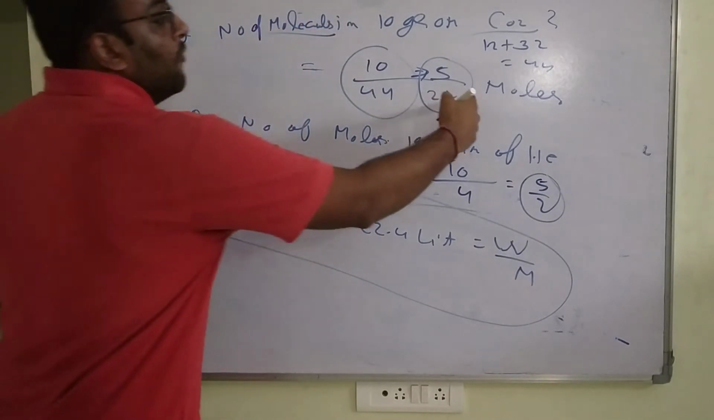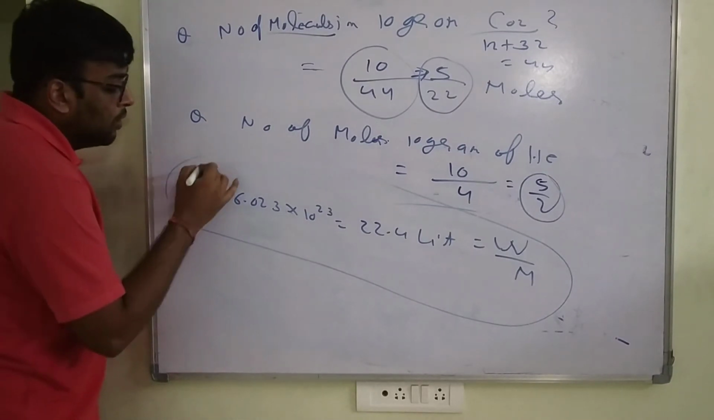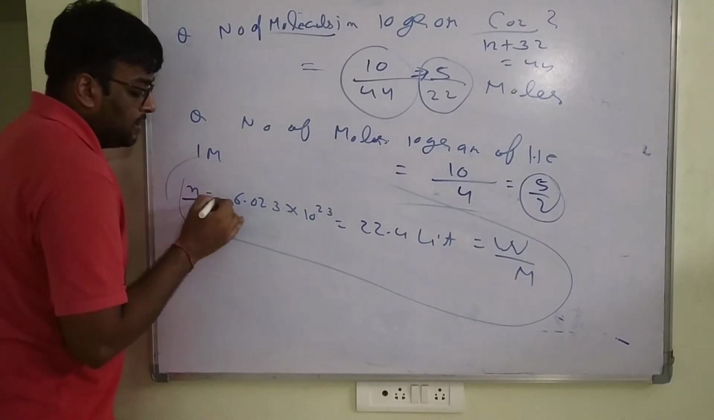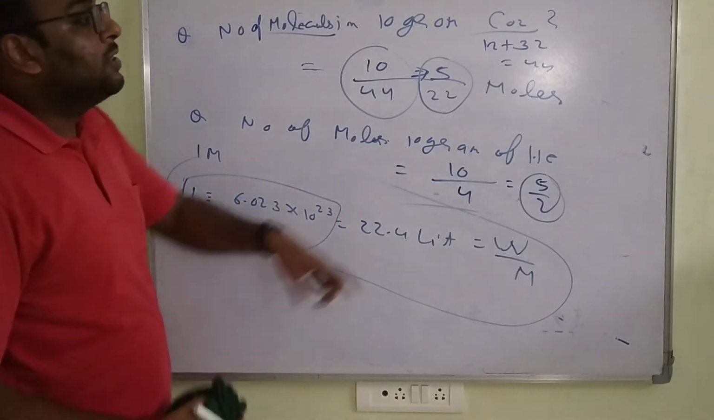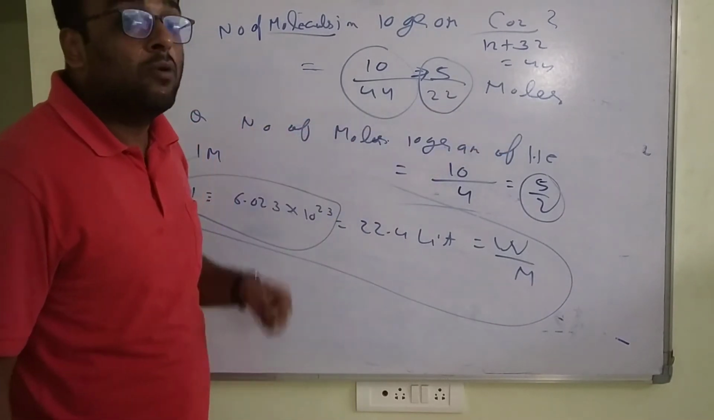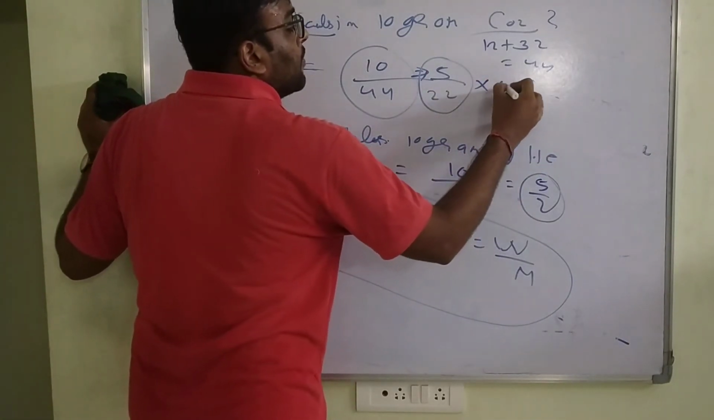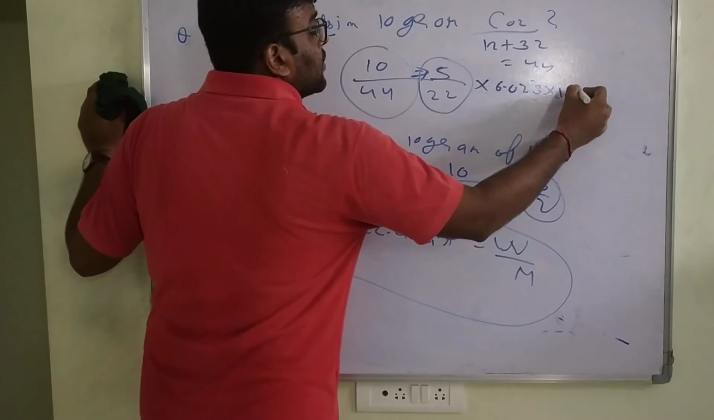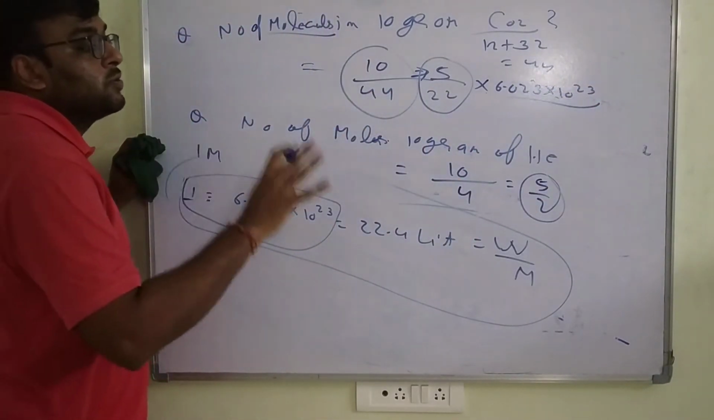How can we see? This is the number of moles, and we know that 1 mole is equal to this. And we have this number of moles. So how can we calculate the molecules? We simply multiply by Avogadro number, 6.023 into 10 raised to power 23. The number of molecules, whatever we multiply, it is solved.